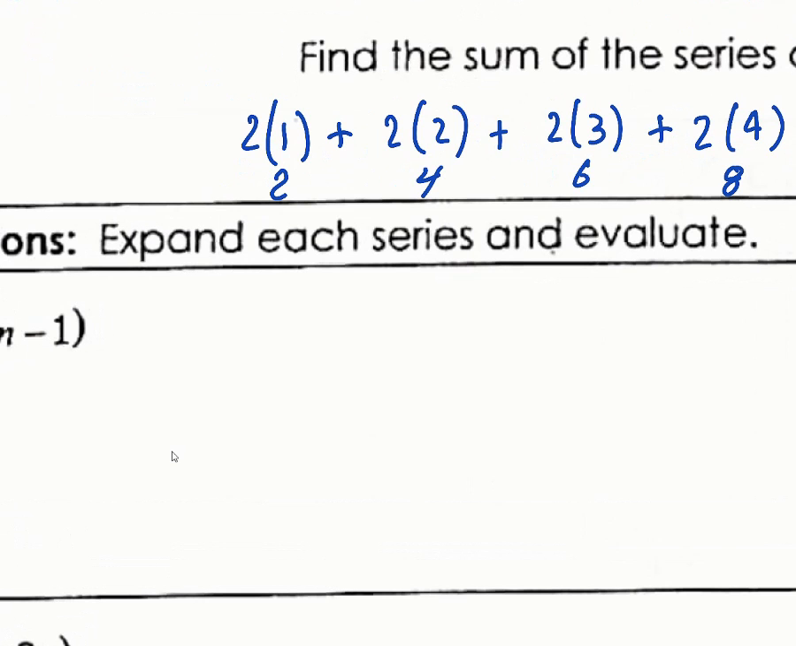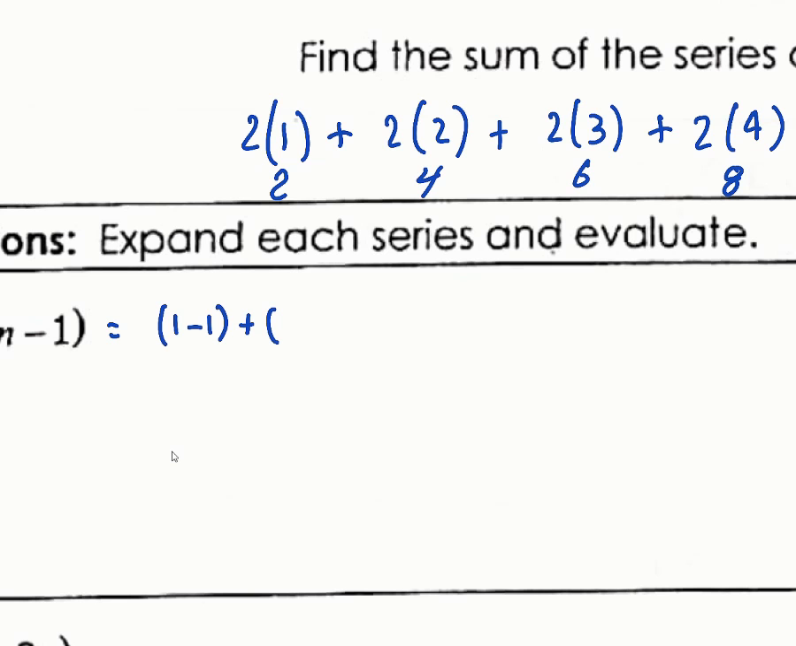You see how the instructions say expand each series and evaluate? This is literally what it means. We want to find the sum of n minus 1 all the way from the first term to the 12th term. So how would I find just the first term? 1 minus 1.